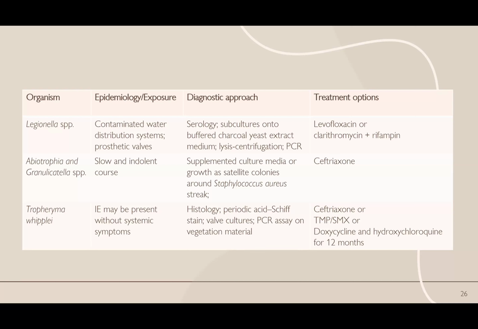Tropheryma whipplei infective endocarditis may be present without any systemic symptoms. And we can diagnose this on histology, on a PAS stain, on valve cultures or PCR assay of the vegetation material. And in terms of the treatment options, Rocephin or Bactrim together, or doxycycline and hydroxychloroquine is recommended as a treatment option.